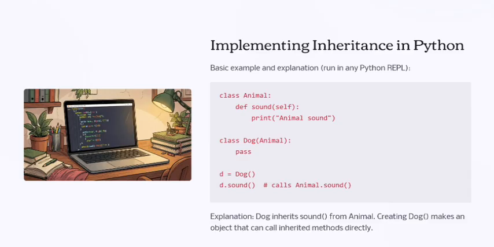Okay, so the relationship is: dog is an animal. Dog is a type of animal. This is called an is-a relationship. Examples: car is a vehicle, teacher is an employee, student is a person. Okay, I think that's clear for everyone.